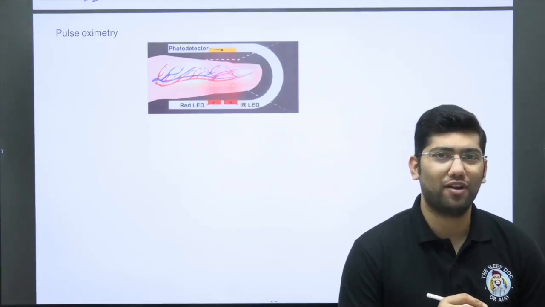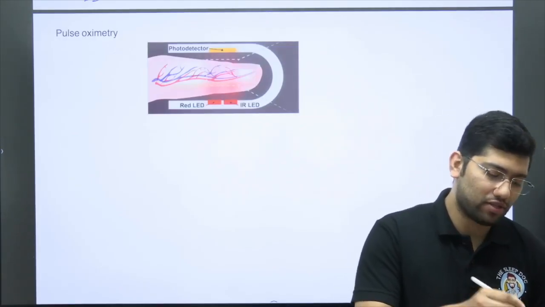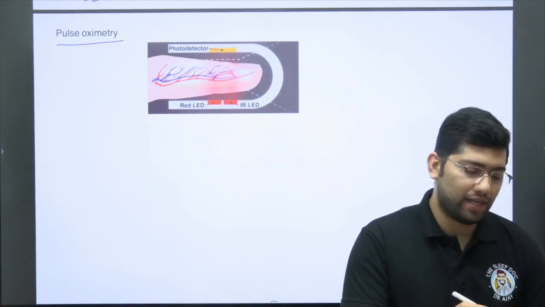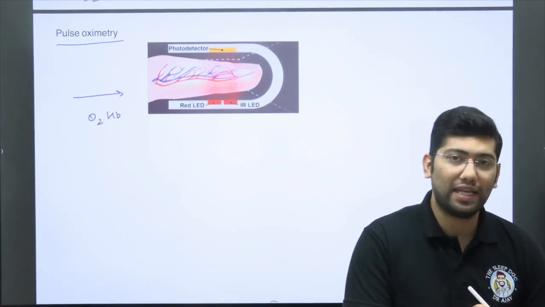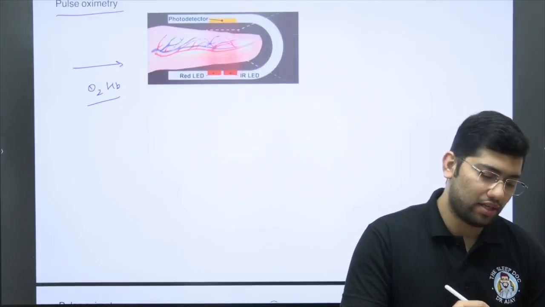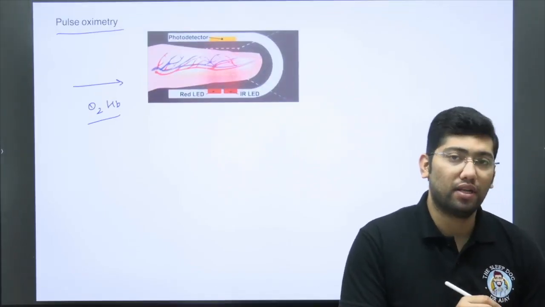Let's see a short video on pulse oximeter. Now, what is a pulse oximeter? It is a device that detects the oxygen hemoglobin saturation in the blood. All right. Now, what is the principle based on which pulse oximeters are designed?